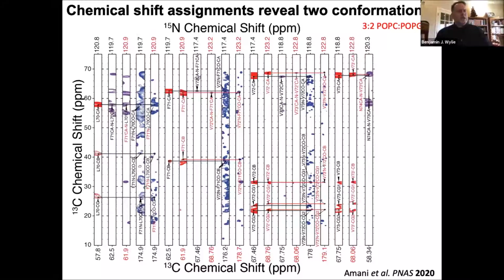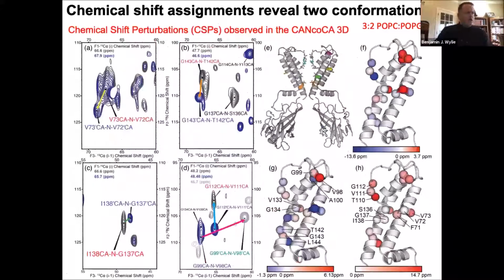But the interesting thing about this slide is that we started to get enough sensitivity and resolution to find that not only could we actually see all the residues, which was a huge plus moving to non-uniform sampling, but we actually found that we had two different conformers within that transmembrane region when we're in this activating lipid environment, rich in POPG, right? And so this is an example of what we could call chemical shift perturbations, but these are chemical shift perturbations that are within the same sample, within the same environment. And we have them mapped out here.